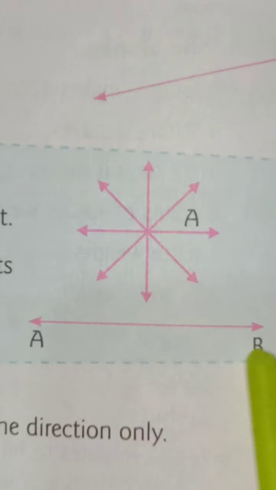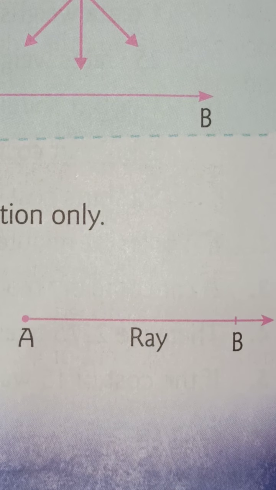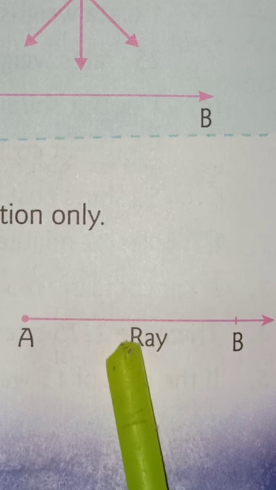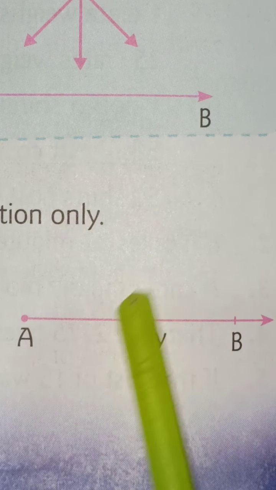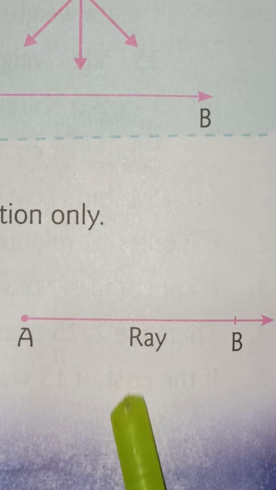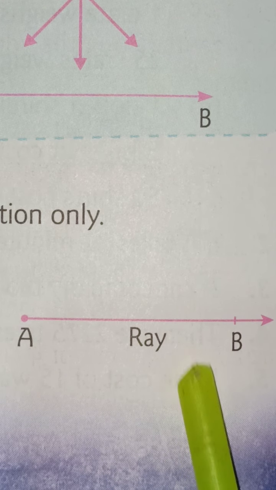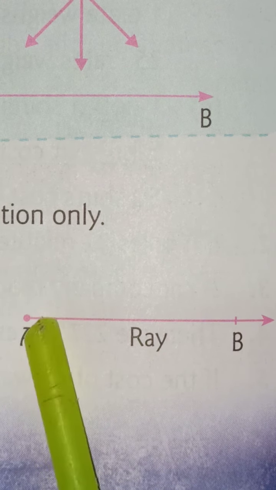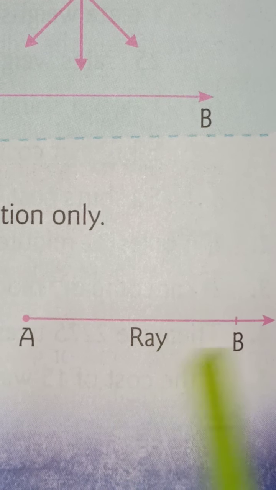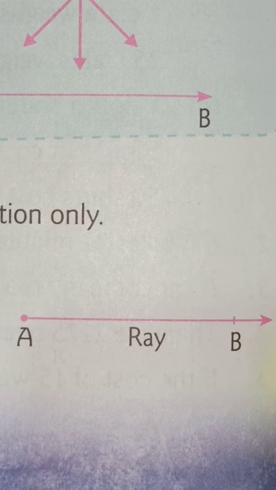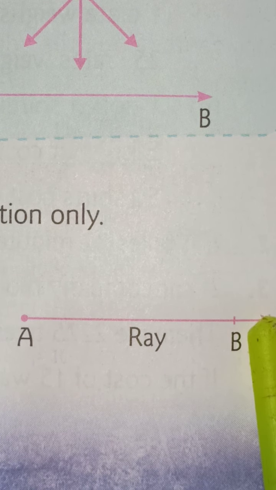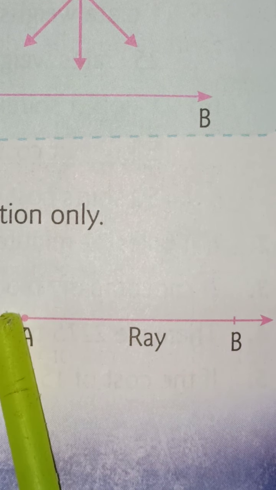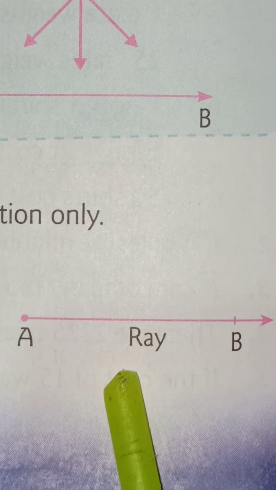Ray. The next one is ray. A ray is a straight path having one end and extending endlessly in one direction only. The end point of a ray is called its initial point. In the adjoining figure, AB is a ray, and A is the initial point of AB.